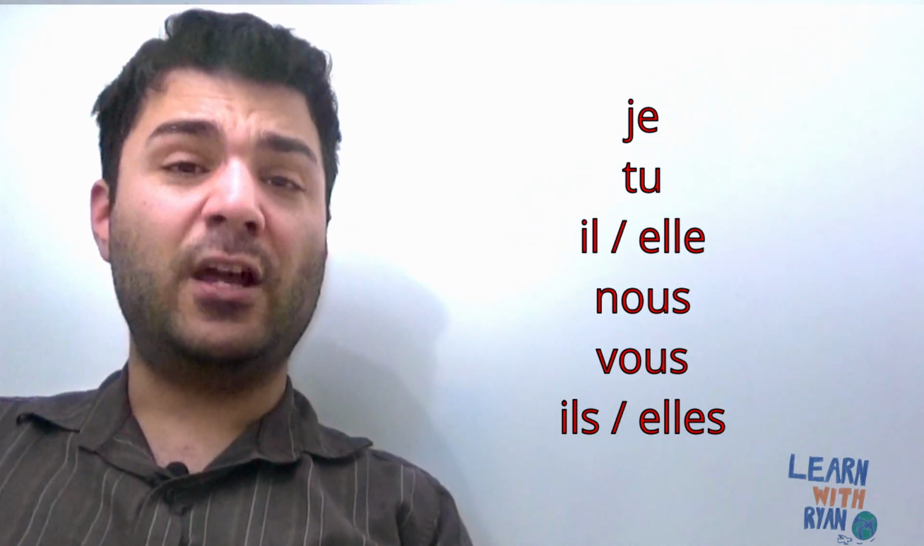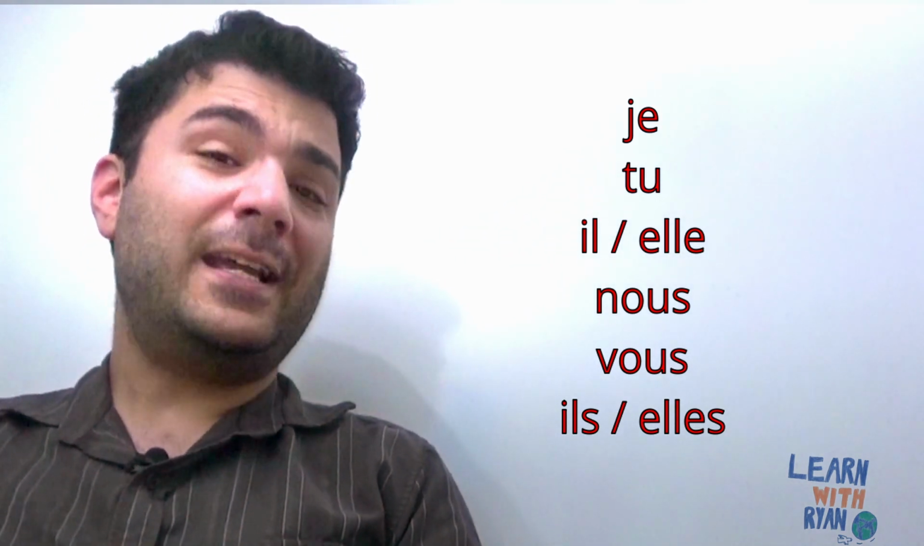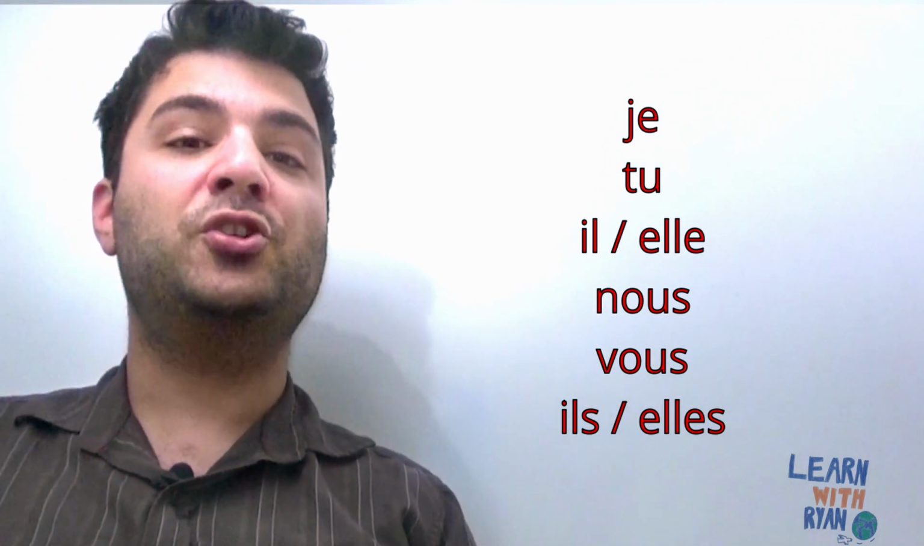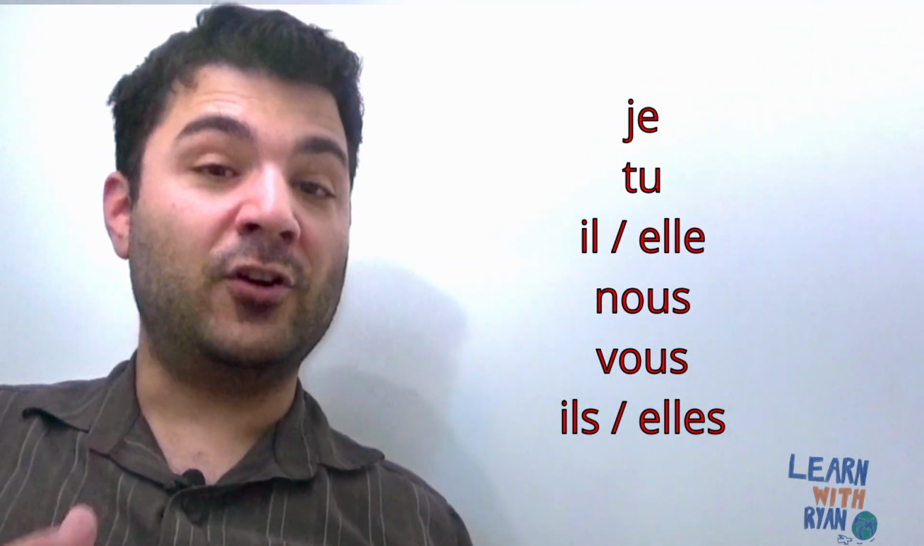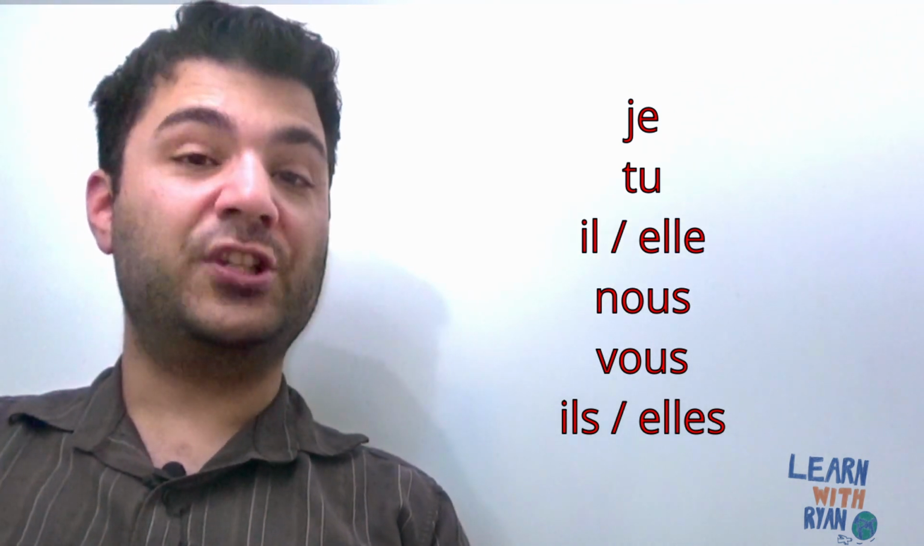You probably already noticed that there are two words for you. We've got tu and we've got vous. I will make a separate video on the difference between tu and vous, but for now you should know that tu is the informal version of you and vous is the formal version of you. So let's have a look at how to conjugate verbs in the present tense in French.